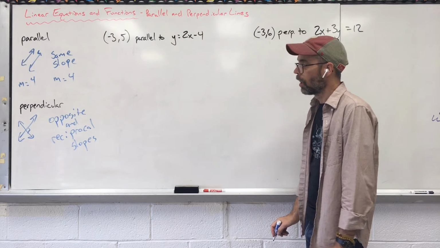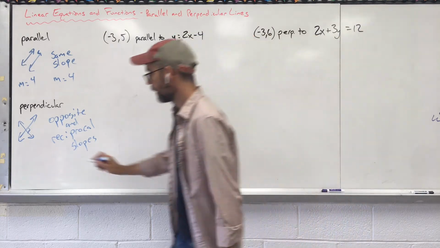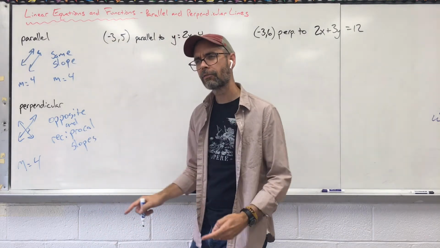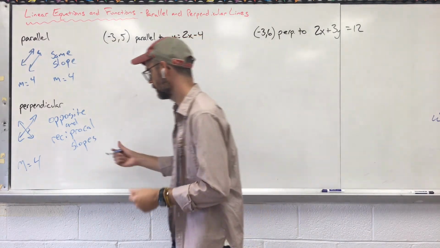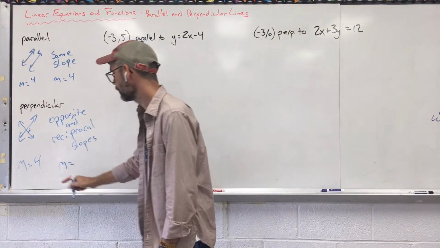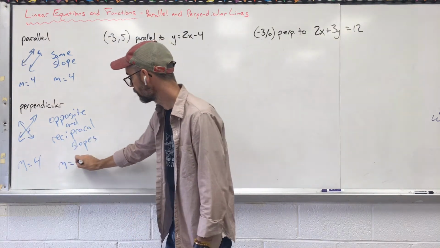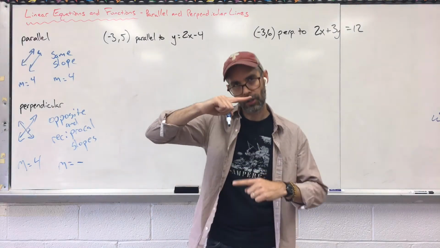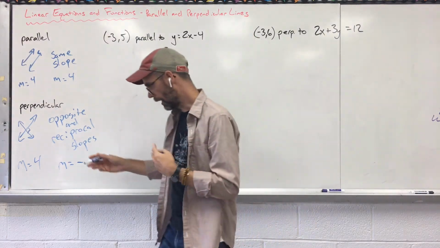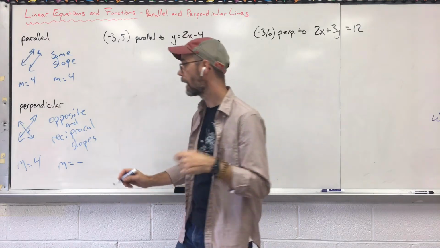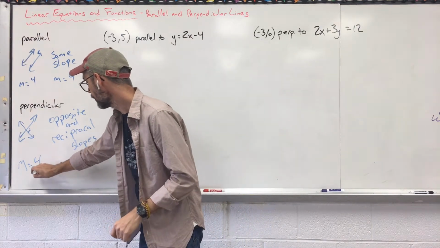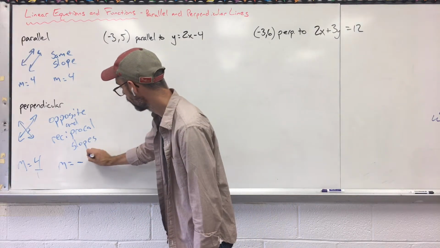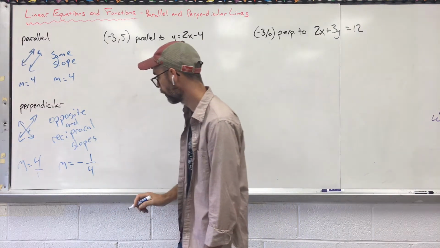reciprocals. That means if my first slope is 4, my second slope has two main differences. It's opposite, so if that's positive, this has to be negative. Now reciprocal means you're taking a fraction and turning it upside down. I don't have a fraction, but I can create one. I can turn anything into a fraction by putting it over 1. Now turn that fraction upside down, and you're left with 1/4.